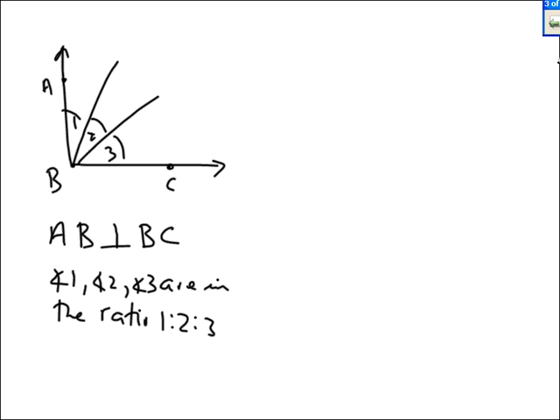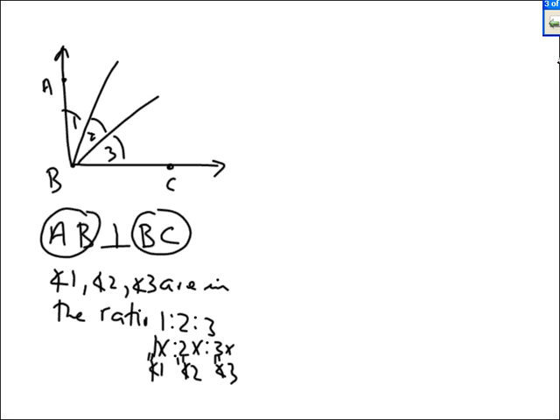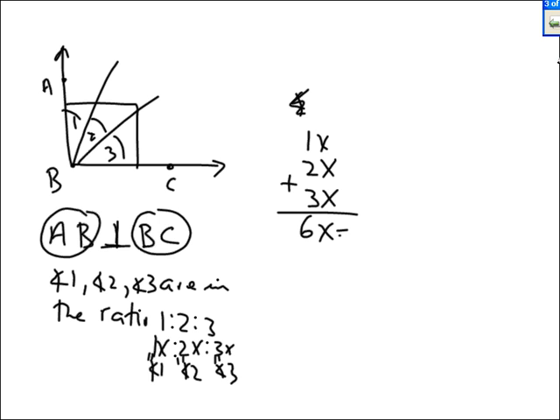So that means instead of 1 to 2 to 3, you call it 1x, 2x, 3x. That is angle 1, I'm going to call 1x, and angle 2, 2x, and angle 3, 3x. And the question is, what's the measure of each angle? Well, since AB and BC are perpendicular, I know that this is a right angle. So the sum of the angles is 90. So angle 1, which is 1x, plus angle 2, which is 2x, and angle 3 is 3x. The sum of these angles add up to 90.